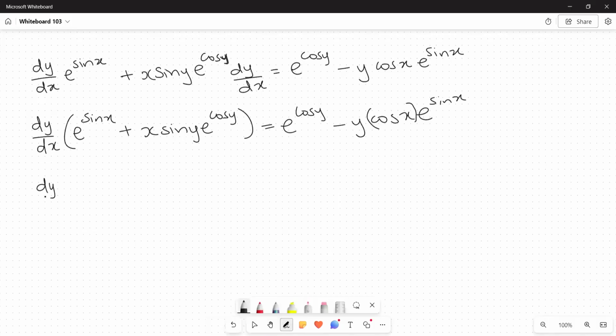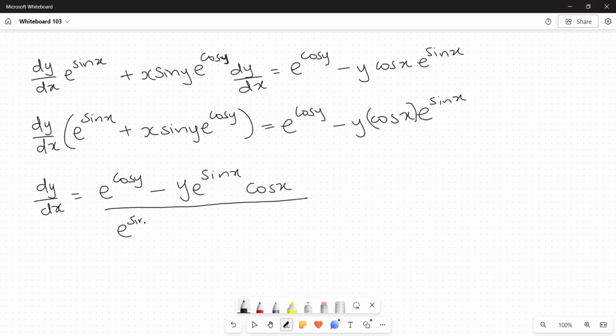Right, then we have dy/dx. We have this term here, e to the power of cos y minus, I'm just going to rewrite that a little bit, e to the power of sin x, and then we have cos x, over e to the power of sin x plus x e to the power of cos y sin y. So again, I don't want to write it with brackets here. And when it's e to the power of cos y and then sin x, it's clear that they're multiplying. Okay, so that's why I choose to write it like that.